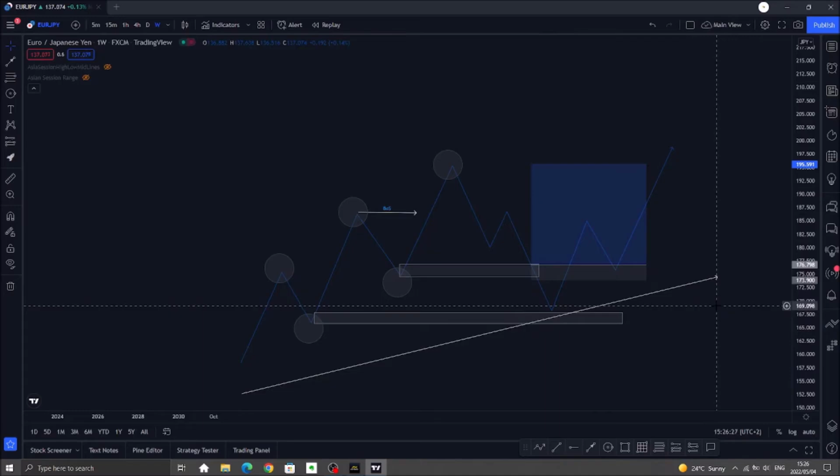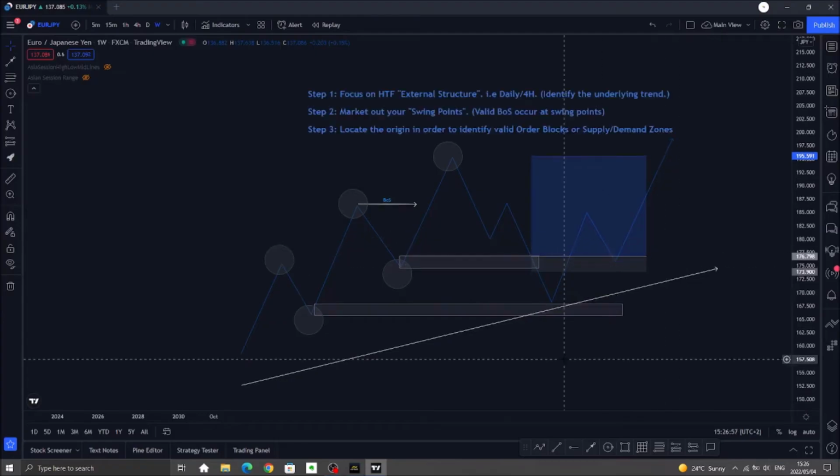And that's why I have developed just 3 very quick rules, 3 steps that you can apply to your trading today to help you identify these valid breaks of structure, okay? And quite simply, these 3 steps are the following. What you want to do is you want to focus on your higher time frame external structure, i.e. the daily or the 4-hour chart. You want to identify the underlying trend.